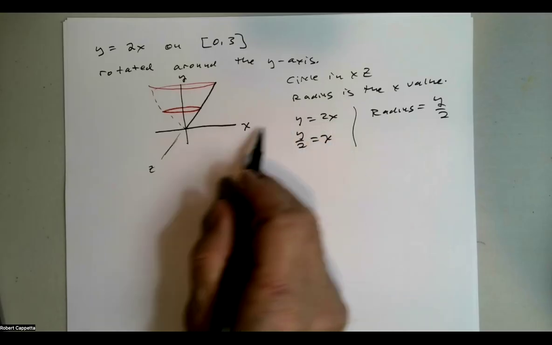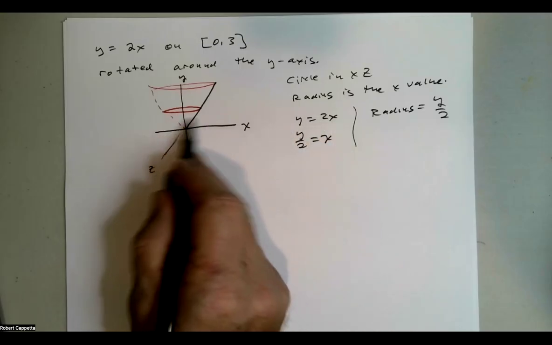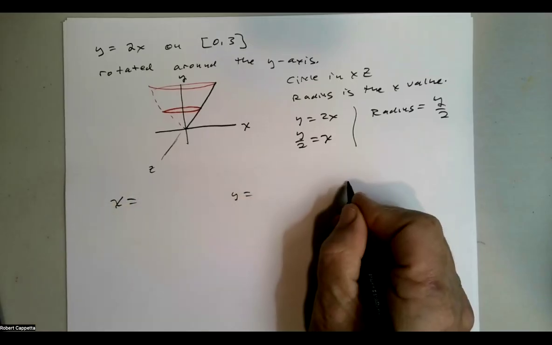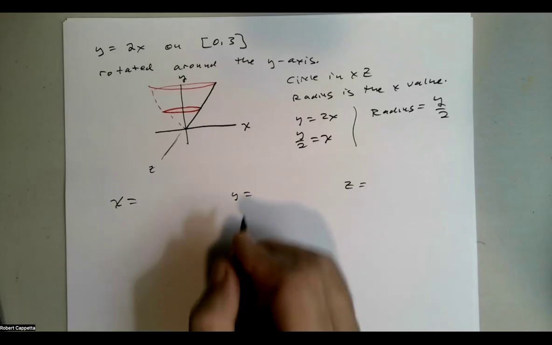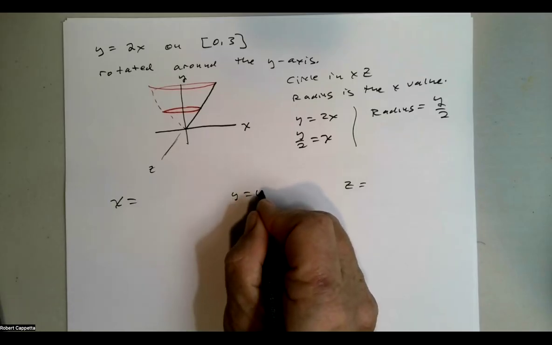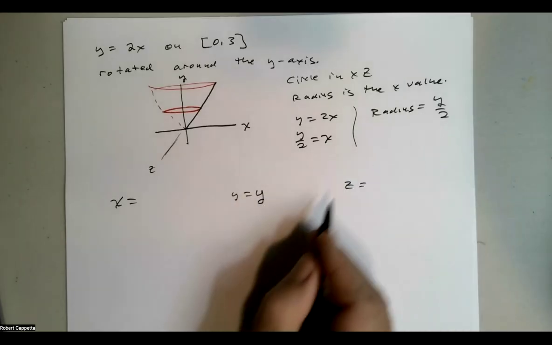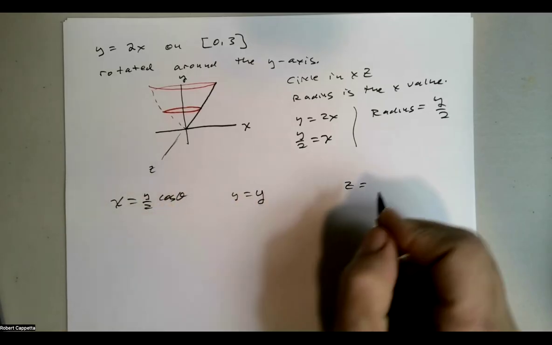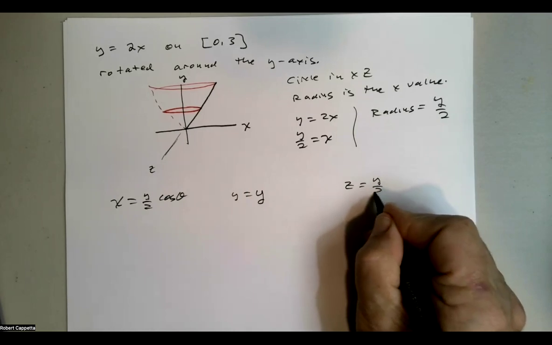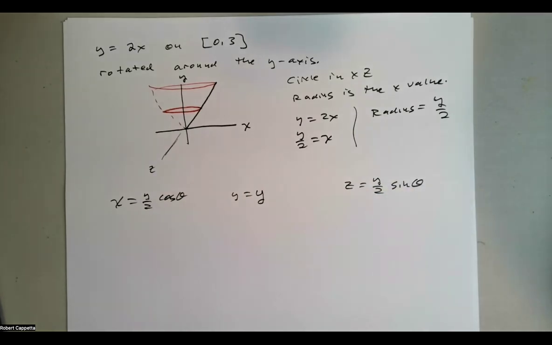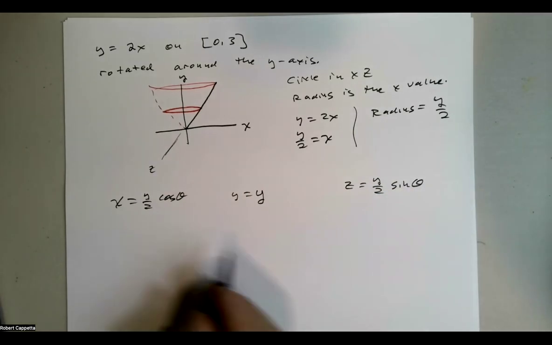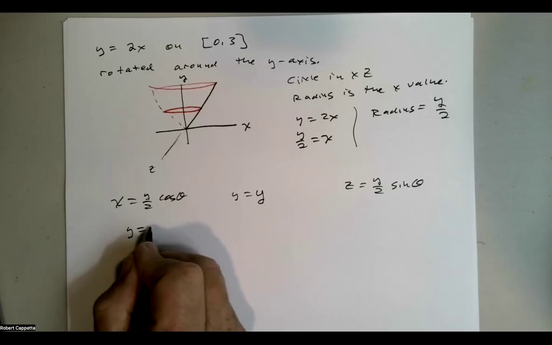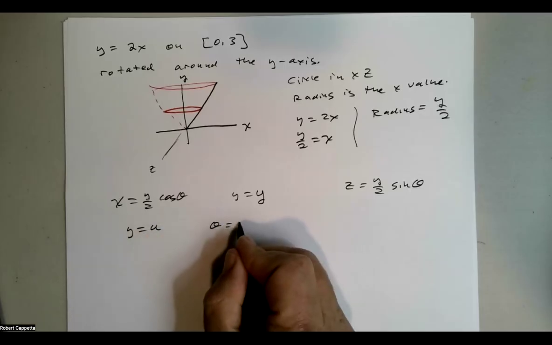So again, y is unchanged. So if I have x equals, y equals, z equals, y is unchanged. I'll just call it y for now. The radius is y over 2, so I will say y over 2 cosine theta, and here y over 2 sine theta, to go ahead and get that. And then let's replace y with u and theta with v.